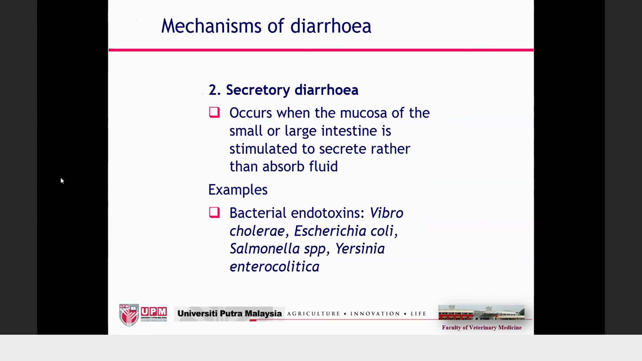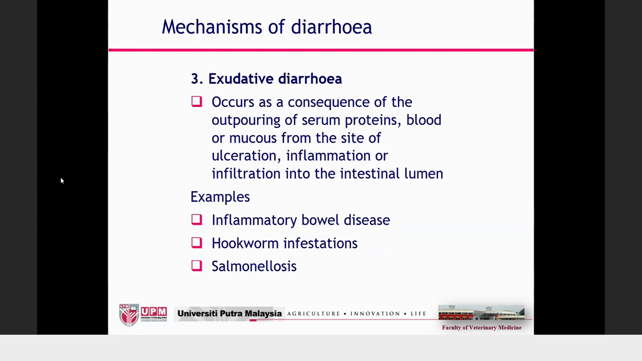But in cases of secretory diarrhea, you can see a lot of mucus rather than pure fluid. In this case, they usually involve toxin. The feces comprise more mucus, not just pure fluid. If we talk about exudative diarrhea, be careful: the feces might also contain blood. The outpouring of protein might include blood also, because of the area of ulceration. So if you can see blood in the feces, there is a possibility they might have exudative diarrhea.